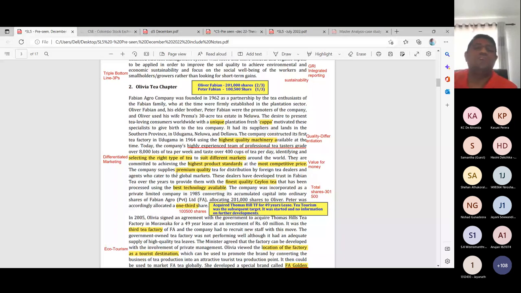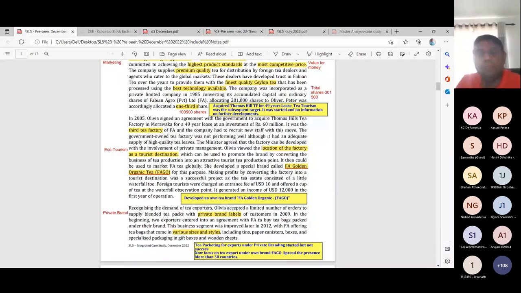Then in 2005, Oliver signed an agreement with the government to acquire the Thomas Hill Tea Factory in Moravaca. Now, more information, right? At the moment they have 6 tea plantations, no? They acquired the Thomas Hill Tea Factory in Moravaca on a 49-year lease at an investment of $60 million. This was the third tea factory of Fabrian.